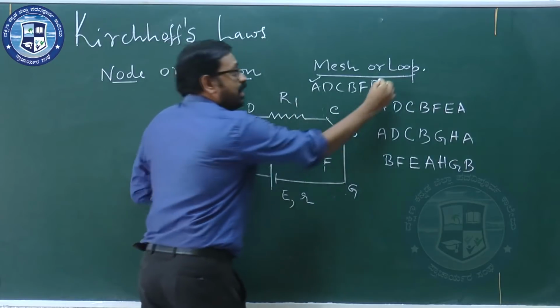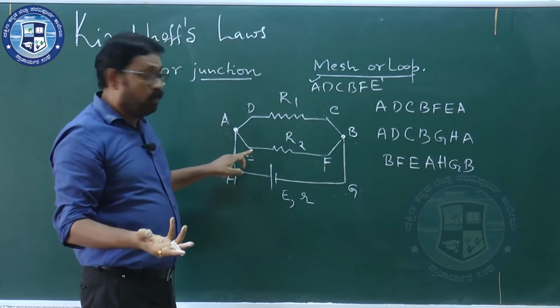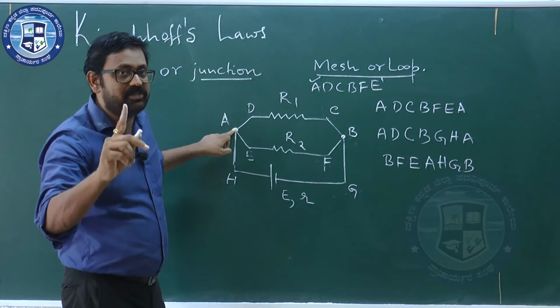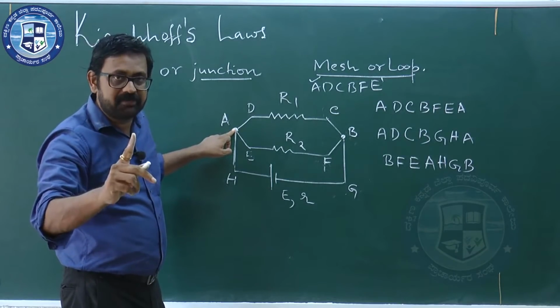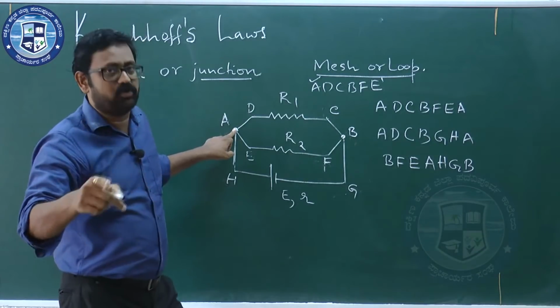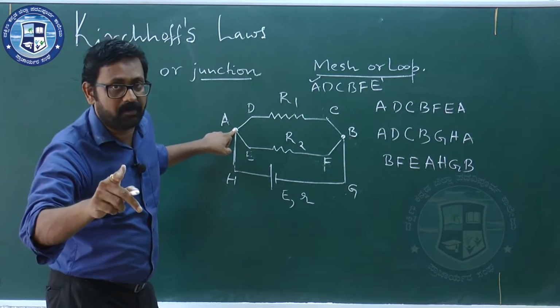I started from A, ending at E, it has become an open circuit. I have not considered the E to A path. So that is the one thing you should notice. When you name a mesh, from which point you start naming, at the same point it has to end. Then only it is called a closed path.